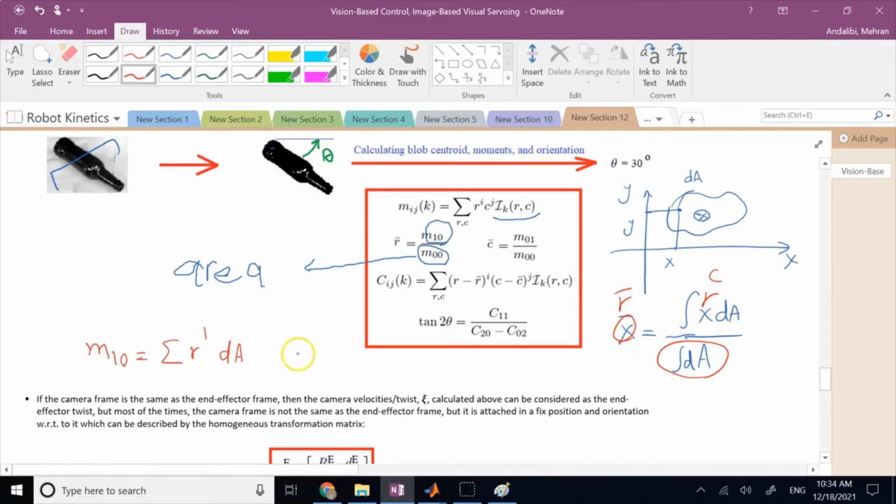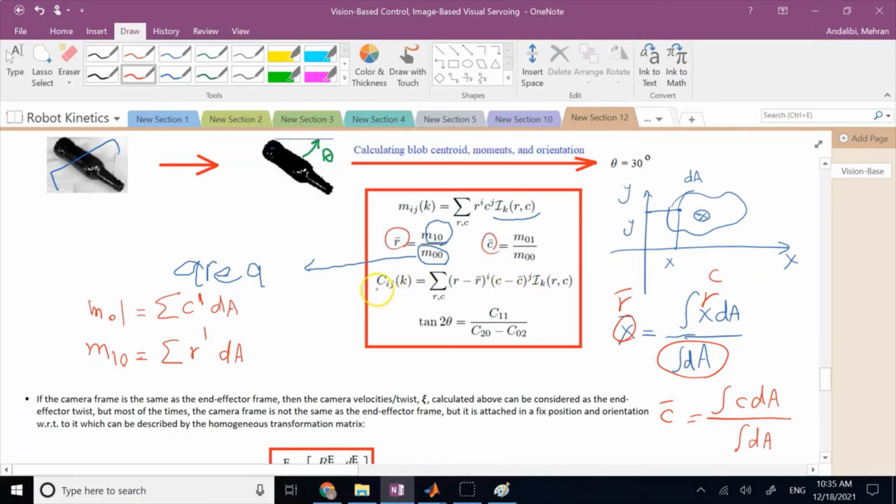If this guy is C, which is M01, because M01 is what? It is going to be the summation of C to the power 1, R to the power 0 dA, right? So you are doing either the summation of R dA over A, which is R bar, or you are doing the summation of C dA, which is M01, over A, which is M00, and that is C bar. It's very similar to the definition that we had for the centroid of an area. That's the exact same thing, but it's a blob instead of an area. So these two ratios will give you the location of the centroid.